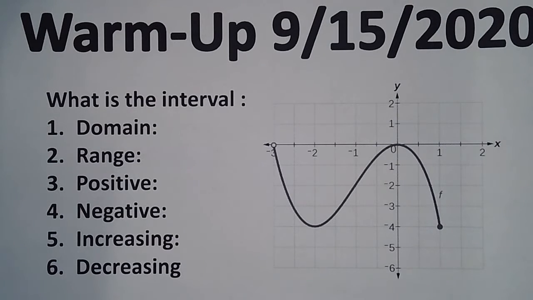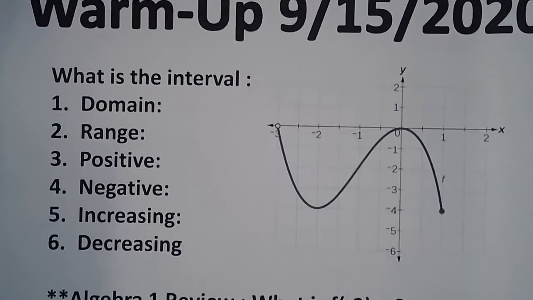All right, so for the warm up here, we're going to talk about basically all the main stuff we've been talking about the last couple of days. This is your different kinds of intervals. So this wants you to find domain, range, positive, negative, increasing, decreasing intervals from this whole graph here.